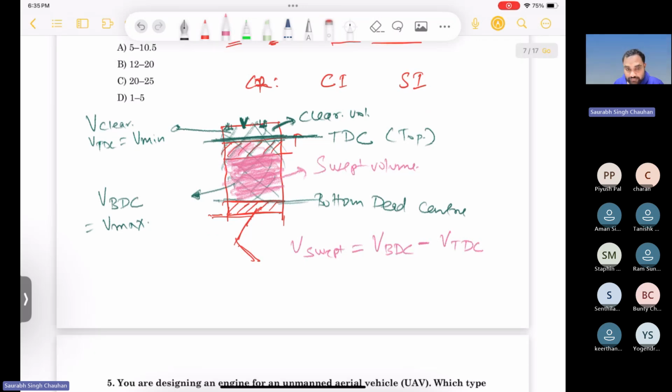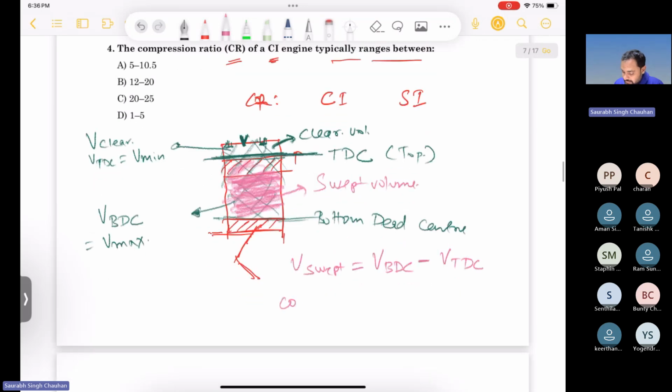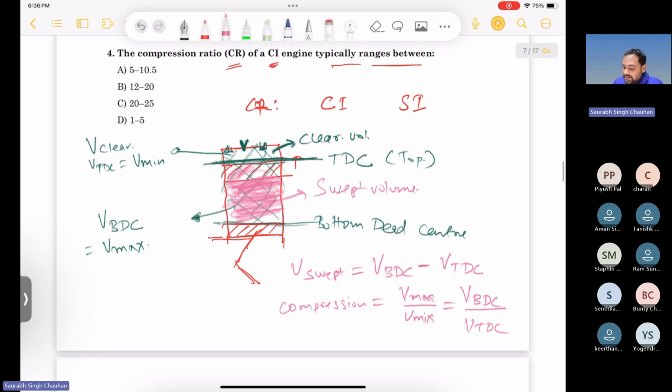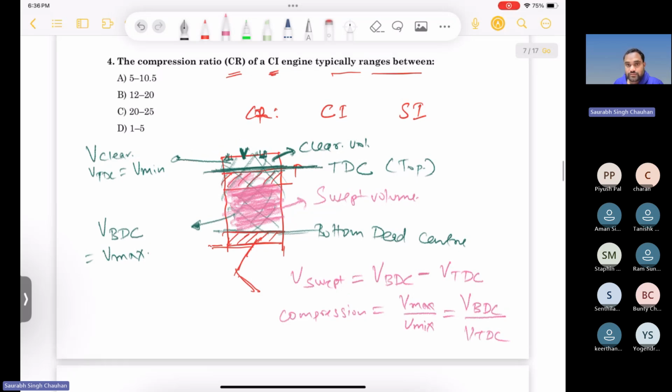And the ratio of maximum volume to the minimum volume is called compression ratio. Okay, compression ratio is the maximum volume to the minimum volume. We get the maximum volume when piston is at BDC, bottom dead center, and we get the minimum volume when piston is at top dead center. Okay, so in which type of engine will you require more compression ratio?